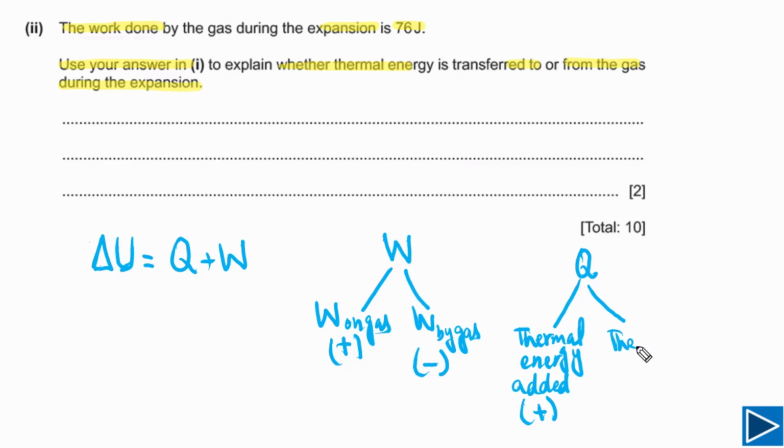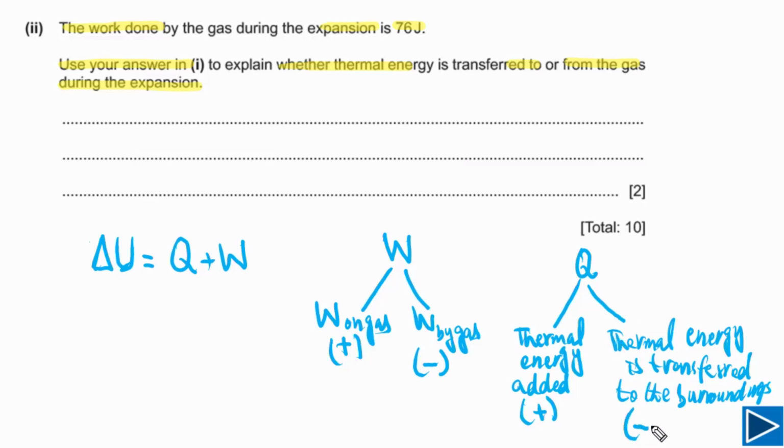Meaning thermal energy is lost. We can say the thermal energy is transferred to the surroundings from the gas. So let me clean and rewrite again. If the thermal energy is transferred to the surroundings, it means the thermal energy is lost. If the thermal energy is transferred to the surroundings from the gas, then in that case Q is negative. That's all we need to understand.